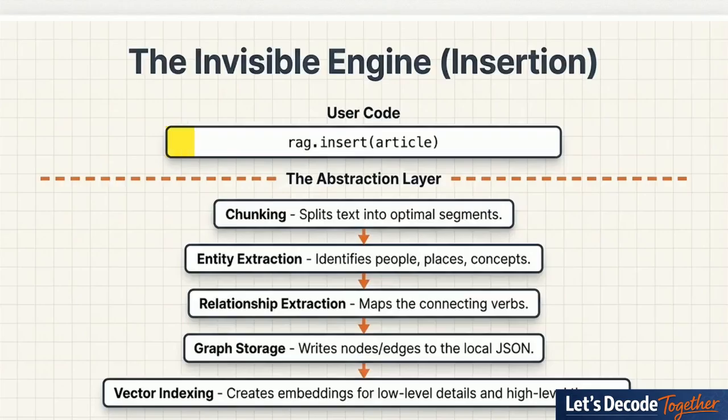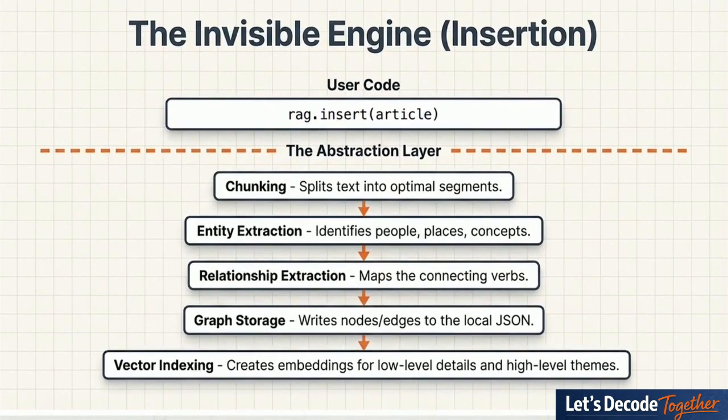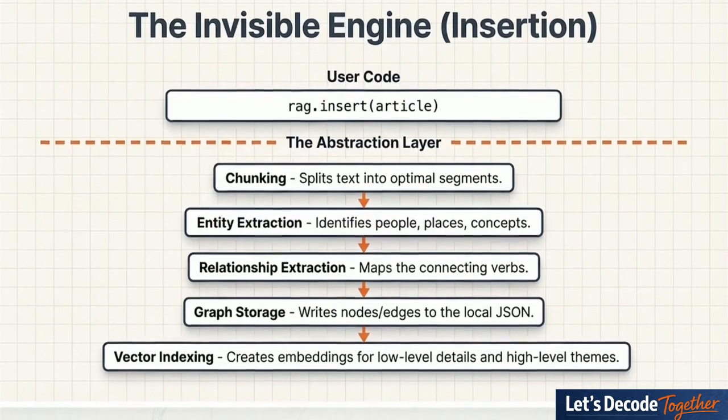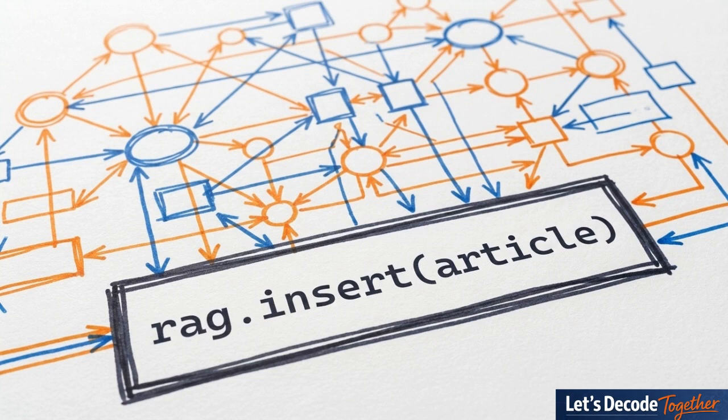This single line of code triggers an abstraction layer handling 5 operations. First, it splits text into chunks, then uses the language model to identify entities like Marie Curie. Next, it extracts the connecting verbs and writes the resulting network into your local JSON storage. The framework handles the logic of building a structured knowledge network, requiring only a single ingestion command from the user.